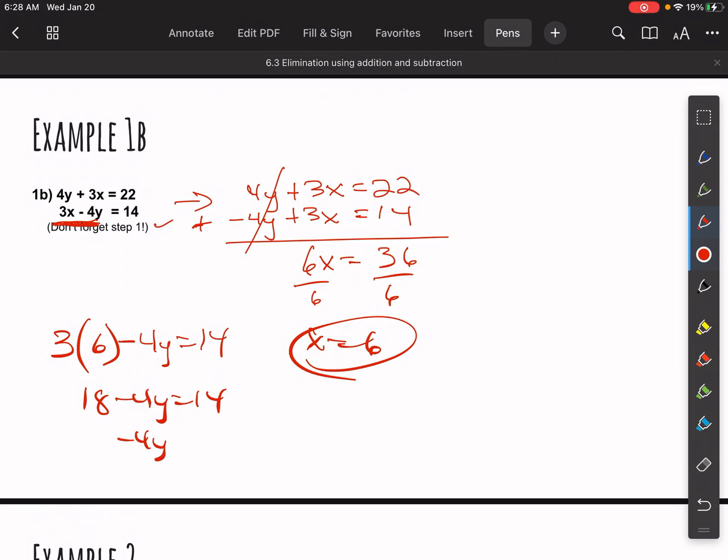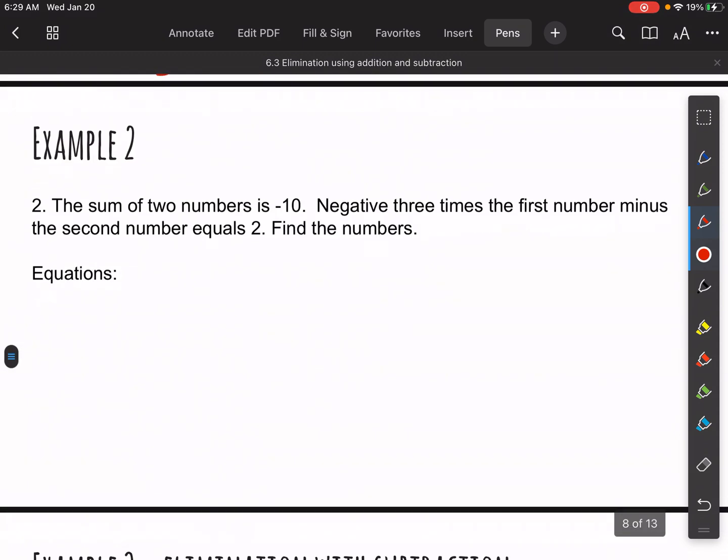Negative 4y by itself, I'm trying to get that y by itself, is equal to, if I subtract 18 from both sides, we have 14 minus 18, which is equal to negative 4. So then y is equal to, if we divide both sides by negative 4, it's equal to 1. So we have 6, comma 1. Okay, so that's example 1.